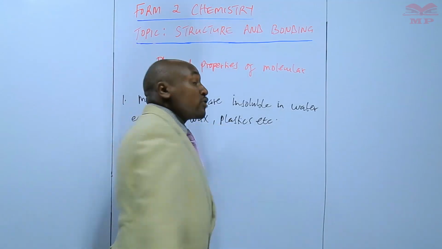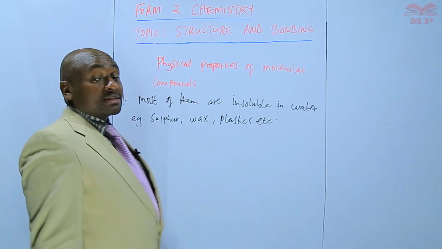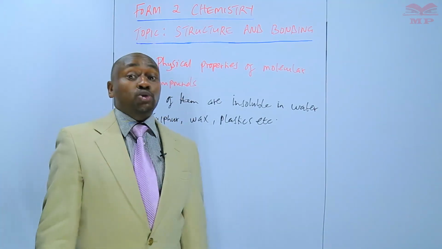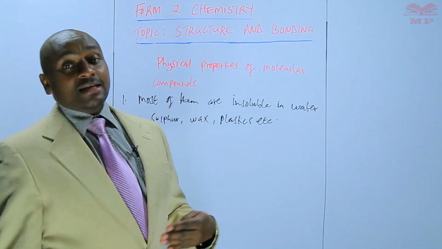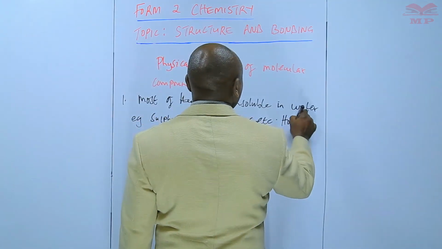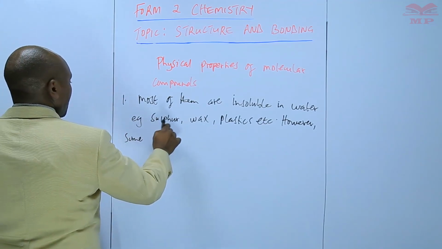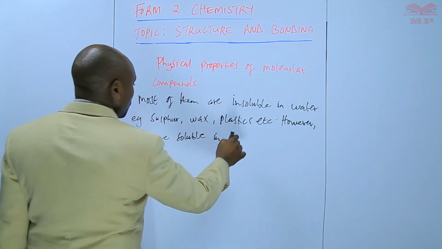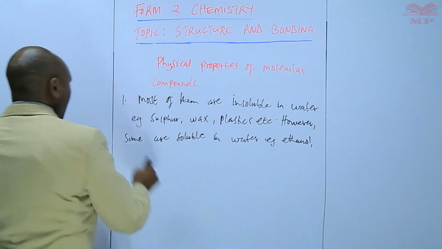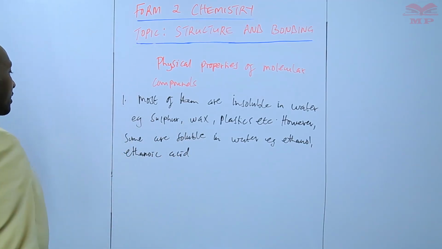However, we have a few of those that have molecular structures that are soluble in water, and this can be explained by the presence of hydrogen bond. So for those that have hydrogen bond, they are usually soluble in water because water also has hydrogen bonding. So we say that, however, some are soluble in water, e.g. ethanol, ethanoic acid, etc.